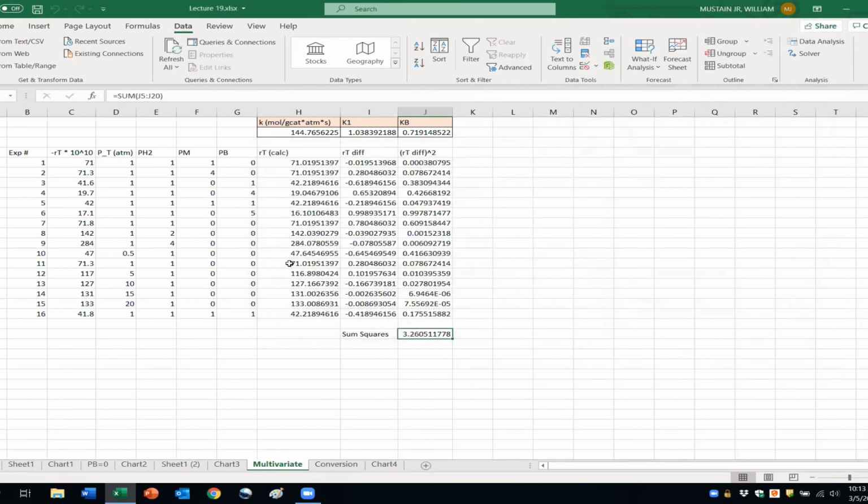And through a multivariable analysis, we can see what the real values are for K, K1, and KB. And we can see that our calculated values from plotting and from estimating the asymptote were pretty close. They weren't perfect, but they were certainly usable. And so we find that the actual value for the rate constant was 1.44 times 10 to the minus 8, not 1.4. K1 is 1.04, not 1.00. And KB is 0.72, not 0.79.